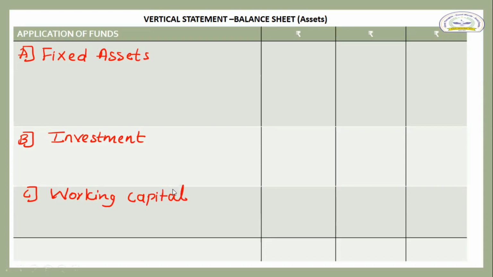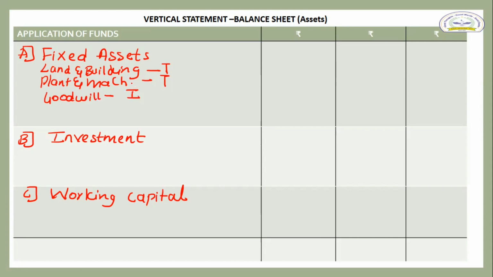Please note, students, fixed assets is also known as non-current assets. What we are calling fixed assets is also known as non-current assets. It may be classified into tangible and intangible. For example, here if I am going to write land and building, land and building is a tangible asset, students. Plant and machinery is also tangible assets. Goodwill is an intangible asset.